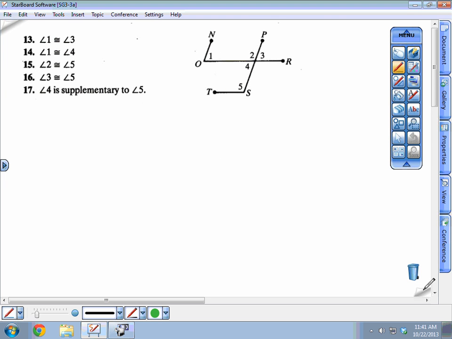Next diagram. If angle 1 is congruent to angle 3, angle 1 congruent to angle 3. Corresponding. They are corresponding to what segments? Segment NO would be parallel to segment PS, right? And what would be the transversal? Segment OR. Does everyone see that? Do we have to write down the transversal?